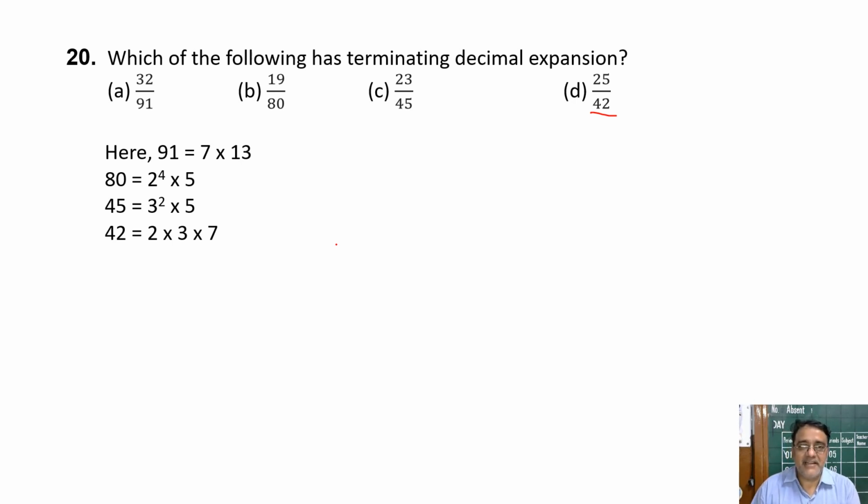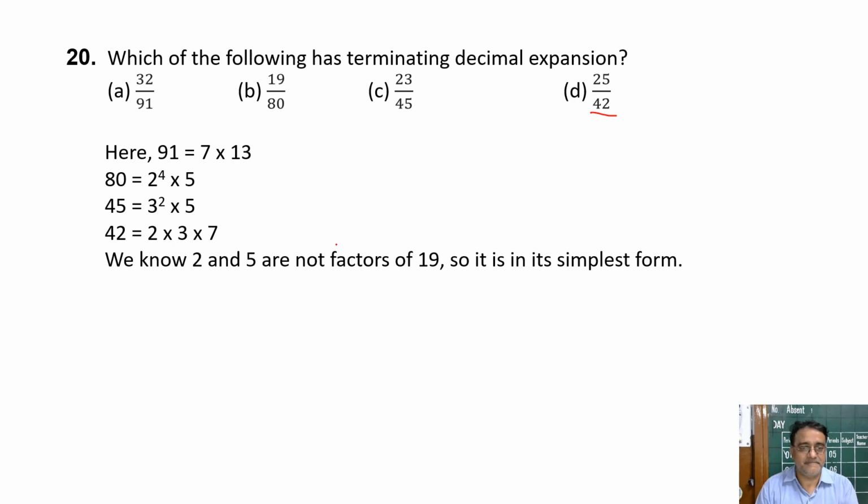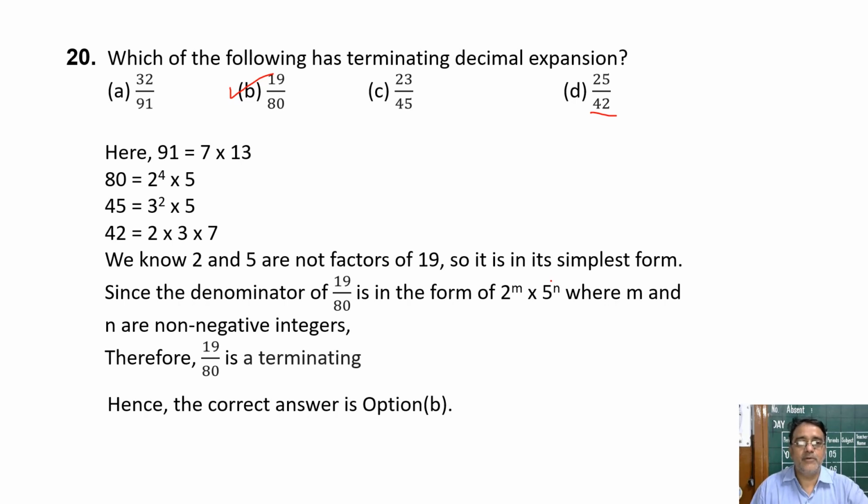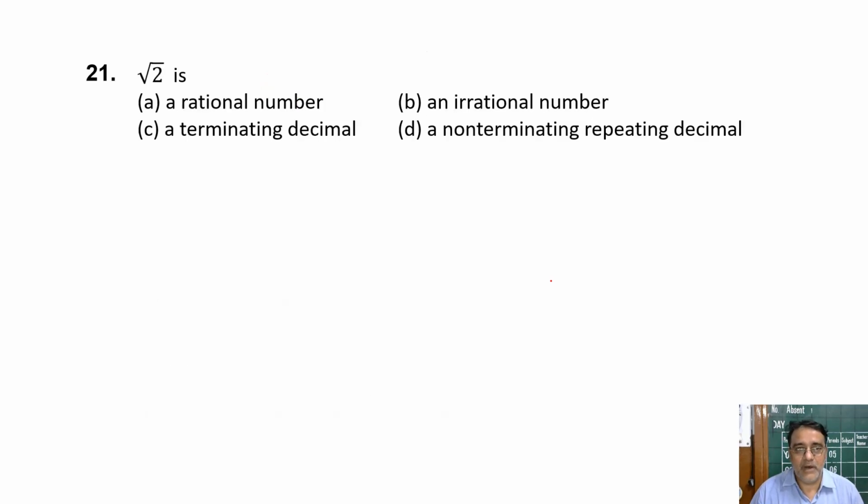Right. And 19 by 80 is also in simplest form. So therefore, the denominator of 19 upon 80 is in the form of 2 to the power m into 5 to the power n, where m and n are non-negative integers. Therefore, 19 by 80 has terminating decimal expansion. So which option is the correct one? Option B, right. So now we are moving towards question number 21.